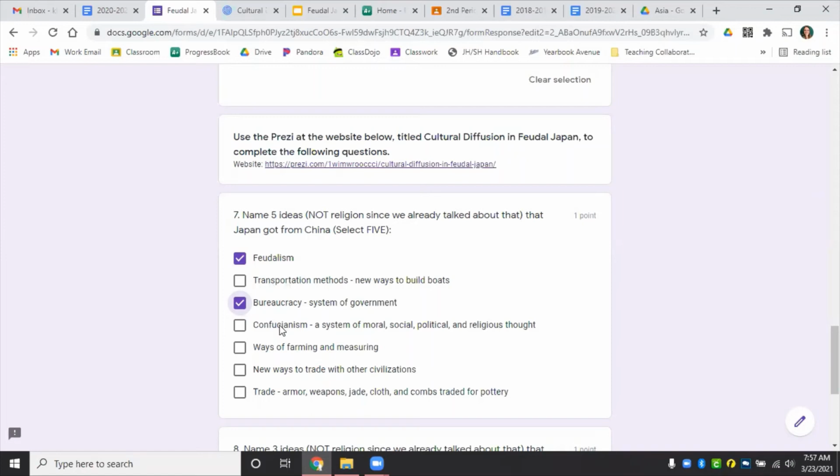Confucianism, we haven't seen anything about that. Ways of farming, not yet. New ways to trade with other civilizations, no mention of that. And these are the things that they would have traded. No mention of that. So let's go on to the next slide and see if we can check any more of these. Remember, we are looking for 5 things.